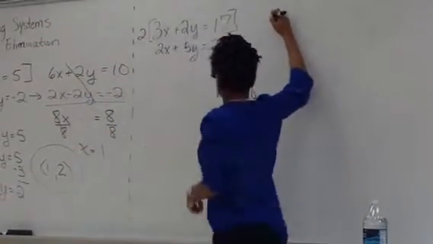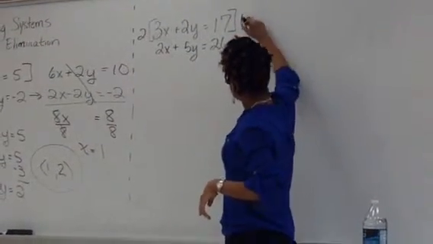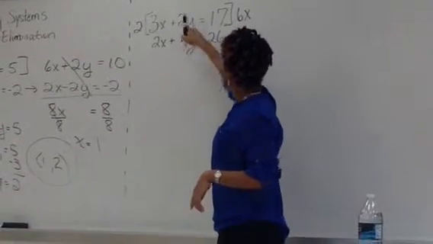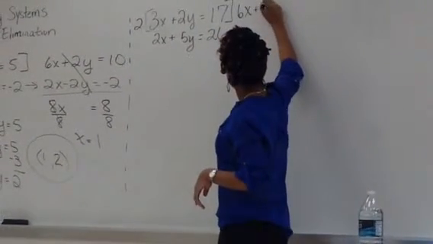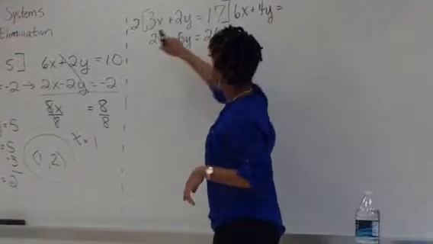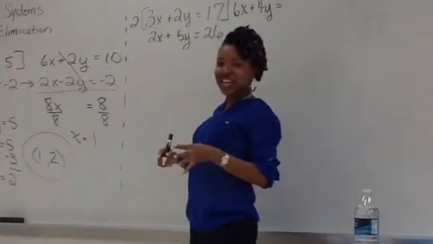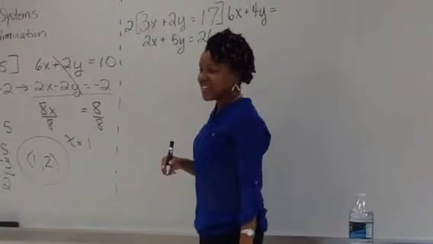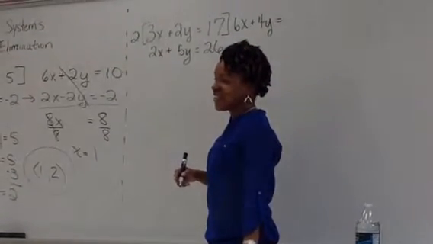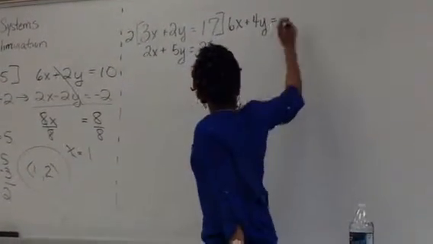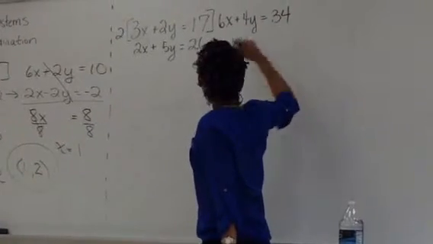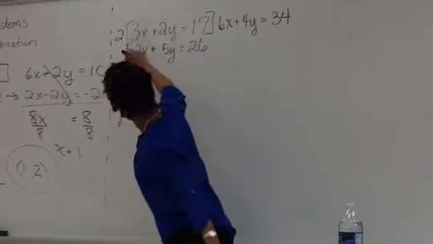What's 2 times 3x? 6x. 2 times 2y. 4y. Don't forget your variables. And 2 times 17. Because we're going to use our calculators. This is like a really different way to do it. 34.